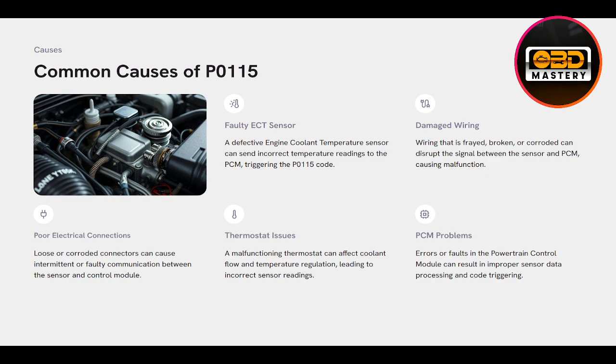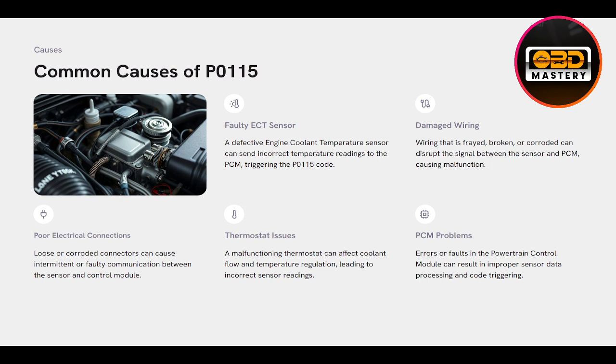Now, the causes of P0115 is going to be a faulty ECT sensor. So this can send incorrect temperature readings to the PCM, triggering the P0115 code. Now you're probably wondering, what is a PCM? Well, the PCM is basically the computer of the car. It lets you know what's wrong with the car. Now, if you're able to read any OBD codes, usually a PCM isn't bad at all. Which leads us to the very last one, which we'll get into here in a bit.